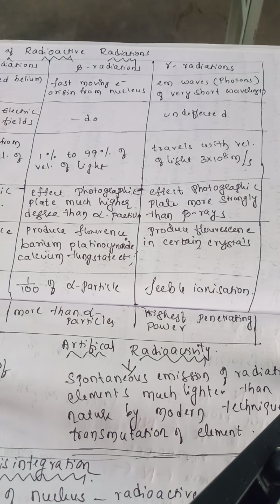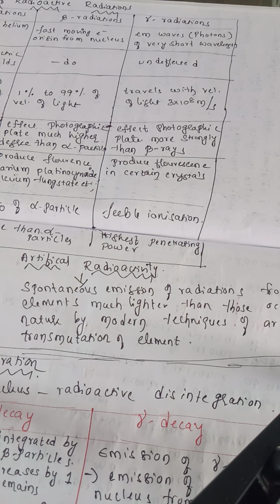Then what is artificial radioactivity? Artificial radioactivity is also spontaneous emission of these radiations, by some modern techniques of artificial transmutation of elements. Here the spontaneous emission occurs from elements much lighter than those that occur in nature. By modern techniques of artificial transmutation of elements, we call it artificial radioactivity.